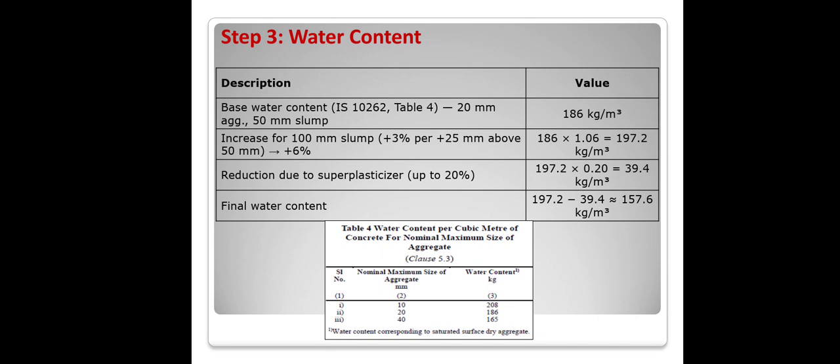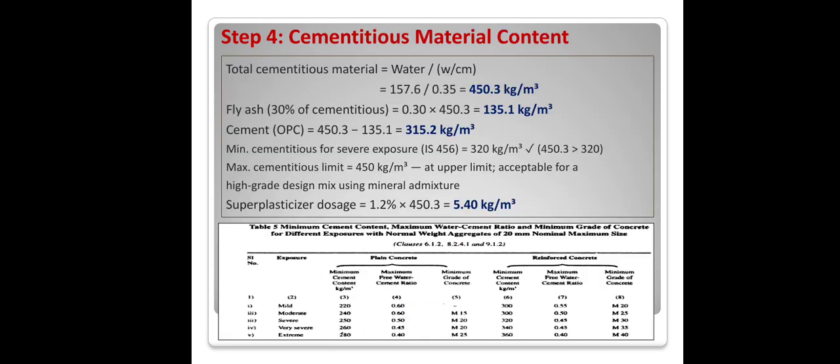Because we are using a superplasticizer, we can apply up to a 20% reduction. So 197.2 times 0.20 gives 39.4, and subtracting that gives us a final water content of approximately 157.6 kg per meter cube. Next is calculation of cementitious material content. Total cementitious material equals water divided by the water cementitious ratio. 157.6 divided by 0.35 gives 450.3 kg per meter cube. Fly ash at 30% of that total comes to 135.1 kg, leaving 315.2 kg of OPC cement.